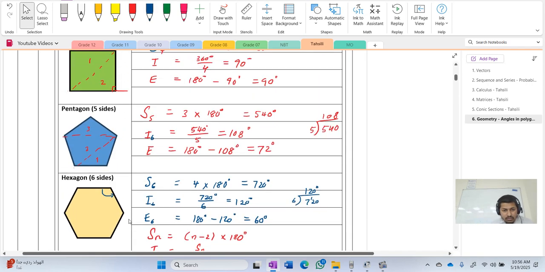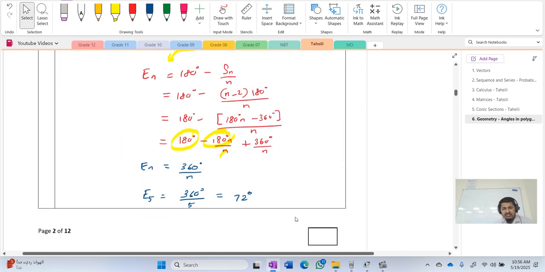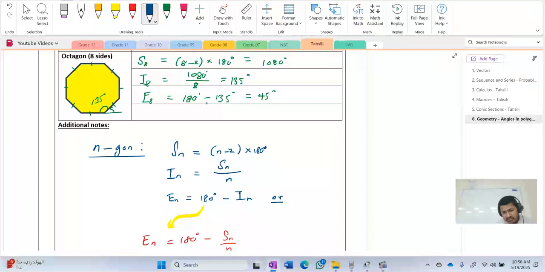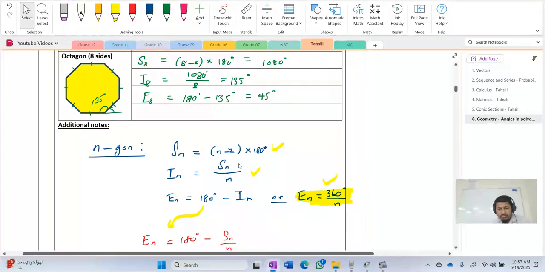So pentagon, 5 sides, yes, it's 72. So we have an easier formula. What we can do is use the exterior angle En is equal to 360 divided by n. Right, so perfect. Now we'll use this one, which is easier. So we don't really need to find an interior angle and then find the exterior angle. If they're asking for an exterior angle, we can just use this formula here.